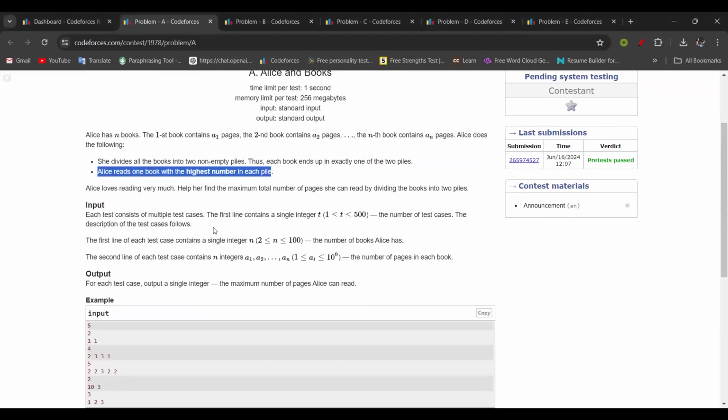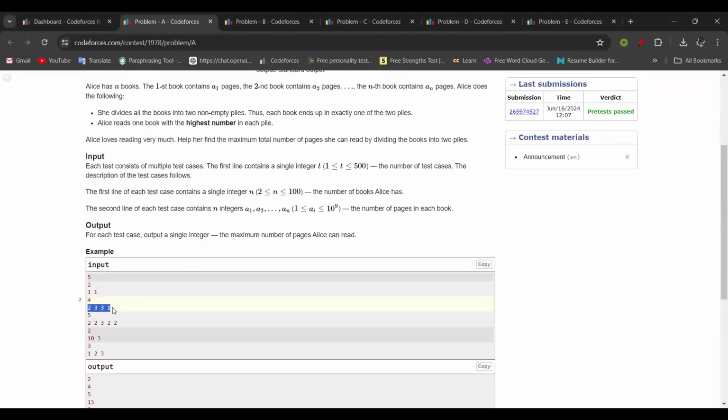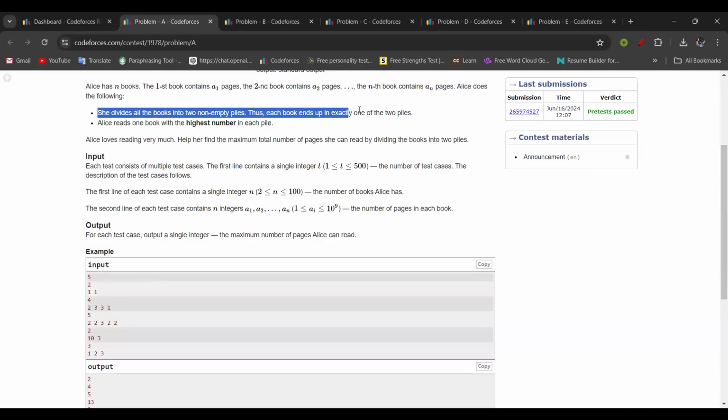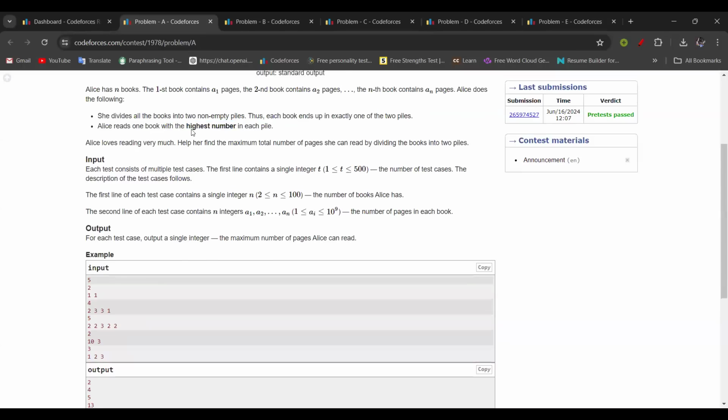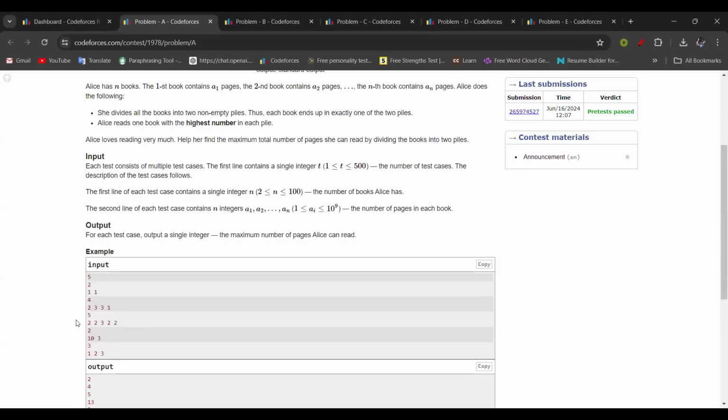So what we are given here is an array of size n. What does that array represent? The first index represents the number of pages in the first book, the second index represents the number of pages in the second book, and likewise. Alice divides all the books into two piles. Each book she would put either in the first pile or the second pile, and then she reads one book with the highest number in each pile. Focus here, it's the highest number. So number here means the index of the book, not the number of pages in that book.